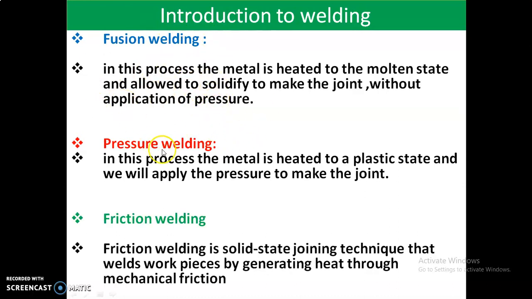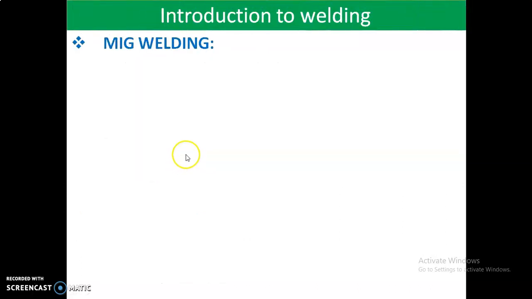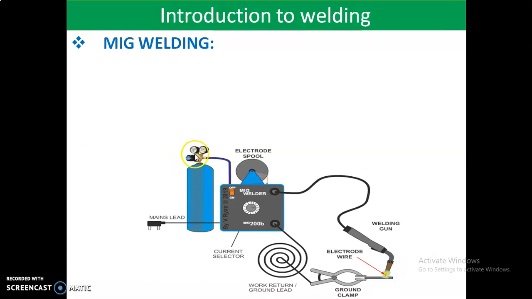Now let us see MIG welding. What is MIG welding? Before that, what is the full form of MIG? MIG means metal inert gas welding. M for metal, I for inert, G for gas. Metal inert gas welding.